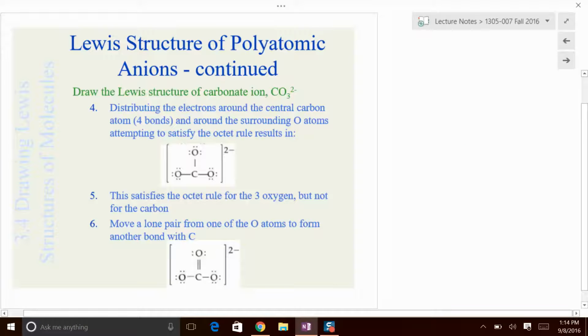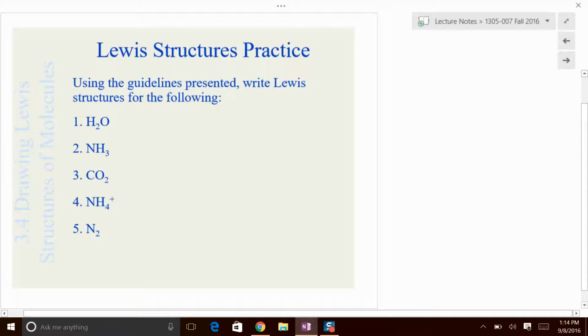Okay, so carbonate's a polyatomic ion, so you can represent the charge on it with brackets and a 2 minus here. All right, let's practice. So I want you guys to draw these 5. Draw those 5 molecules. What do they look like?